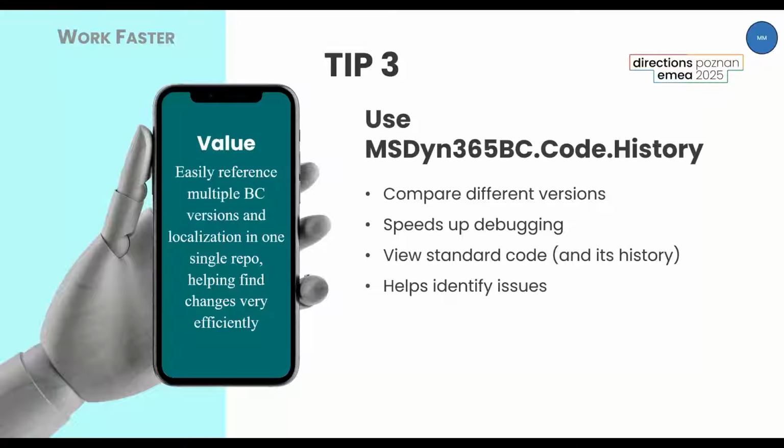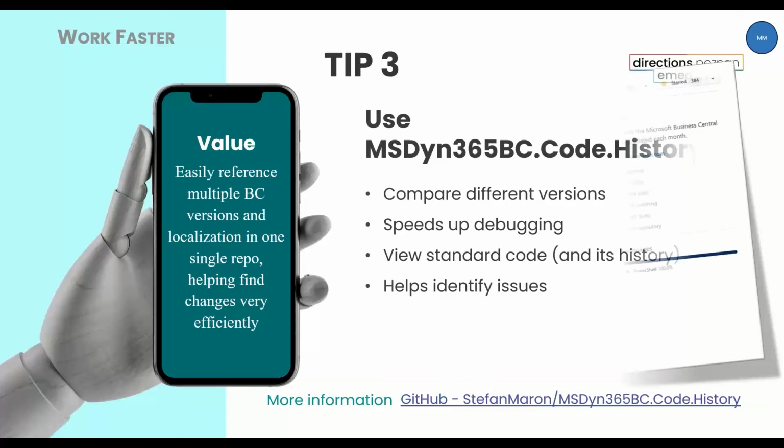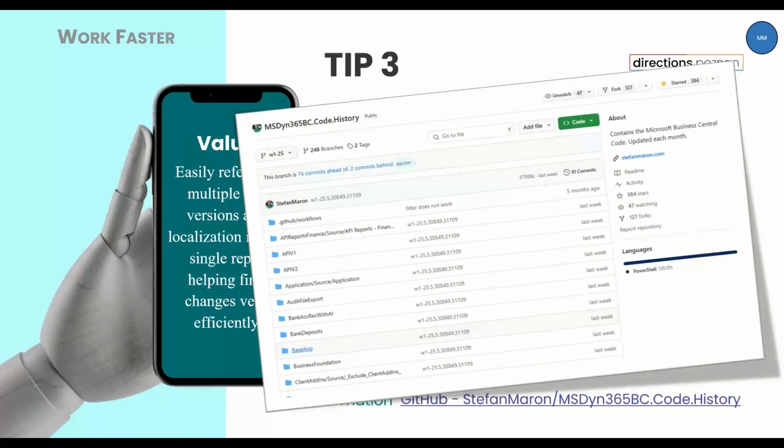So the value here is that you can easily reference multiple BC versions and localizations in one single repo, helping find changes very efficiently. This is the public repo. You should just clone it and start using it. Huge shout out to Stefan for the repo. Besides this repo, there is an additional existing repo called the sandbox code history, where Stefan is every day taking the code from the sandbox and updating it there. So you can also see all of the changes there.